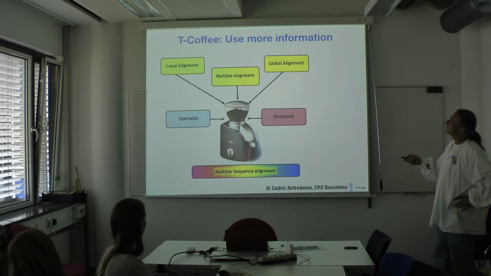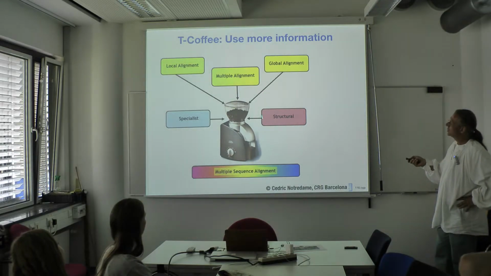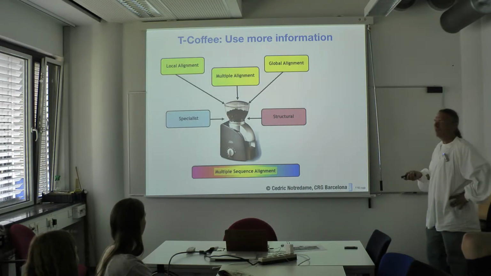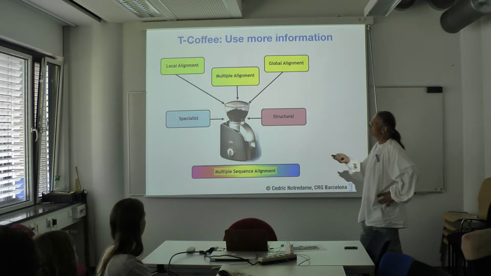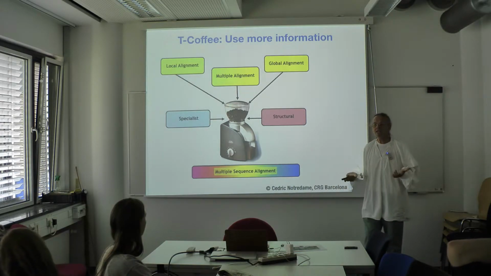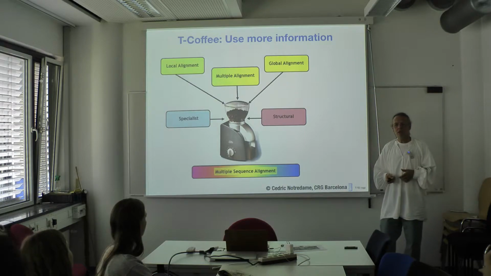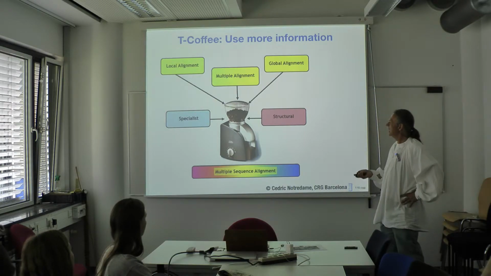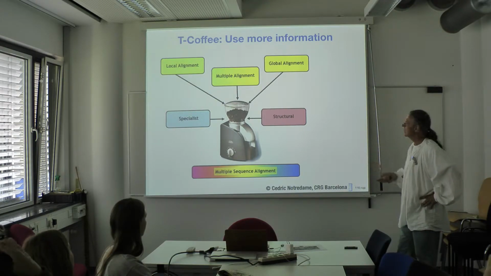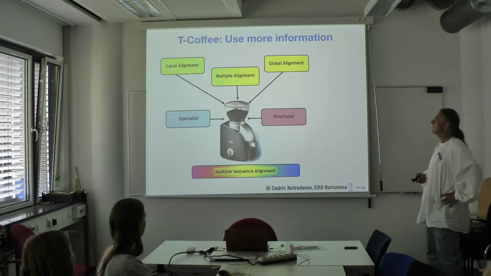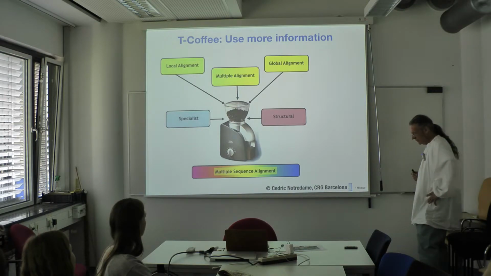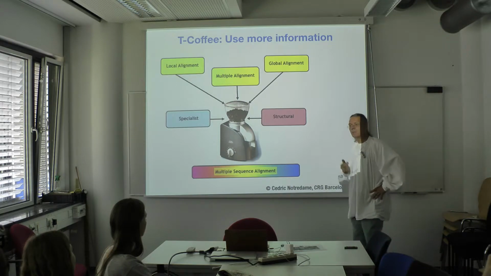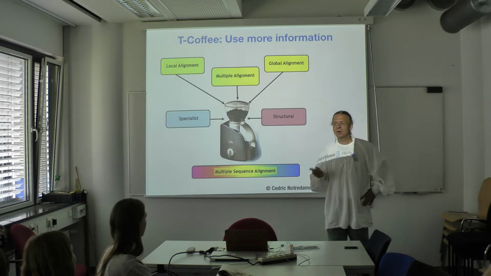And then you could also use multiple alignments. You could use structural information to sort of adjust some alignments. You use some specialist information, binding sites, important residues or something like that. And you grind all of this into the coffee maker. That's why it's called T-Coffee. Ultimately, the idea for T-Coffee is while the computer works on it, you have a coffee.